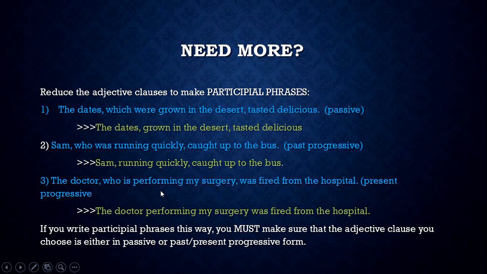The doctor who was performing my surgery was fired from the hospital. So this is actually the present progressive form. I delete who and was, and then I have my participial phrase. The doctor performing my surgery was fired from the hospital. So if you use this method, you must make sure that the adjective clause you choose is either in the passive or past progressive or present progressive form only. It won't work if you use other forms.